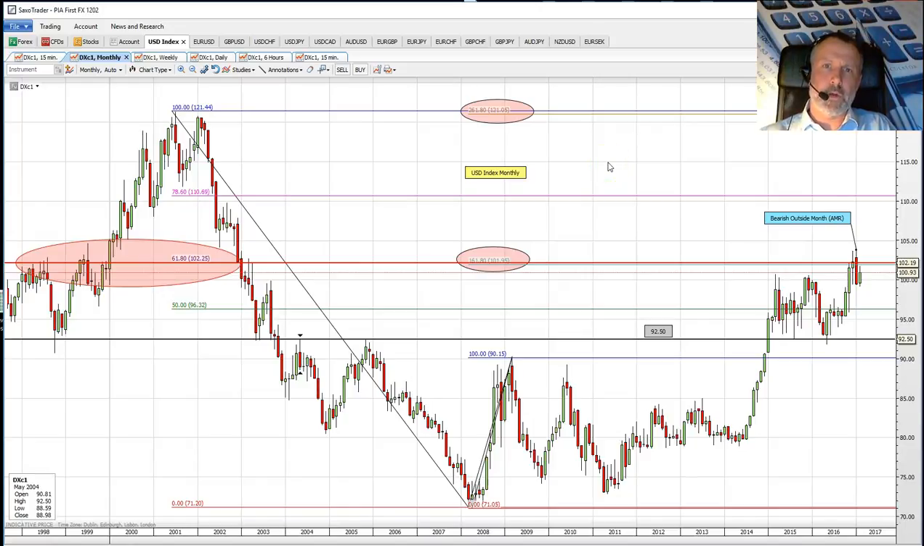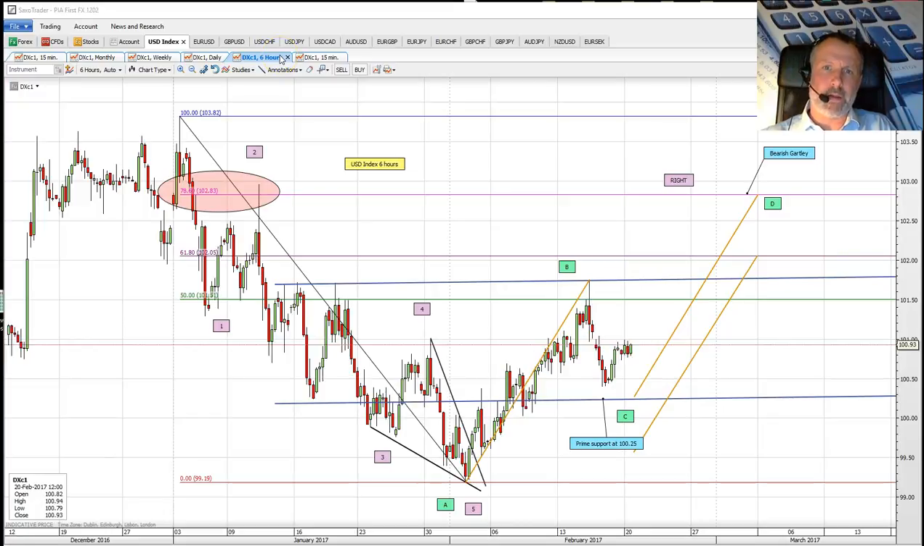Good morning. This morning we want to focus on euro dollar, but briefly we want to talk about the dollar index. Now the dollar index, we had a bearish outside month at the Fibonacci confluence area around about 102, the figure, and that keeps our long-term outlook negative for the dollar.